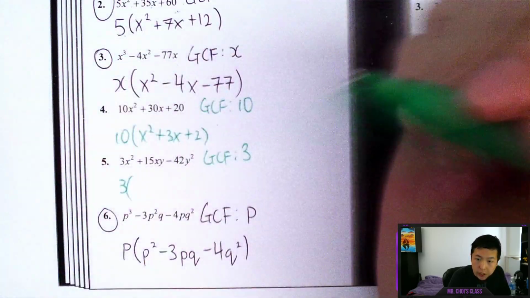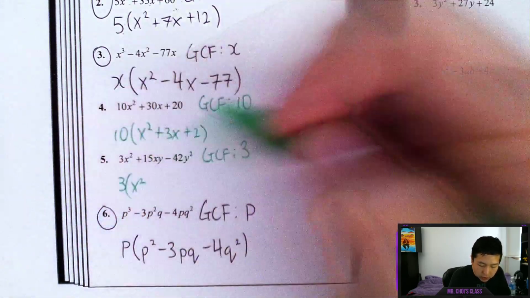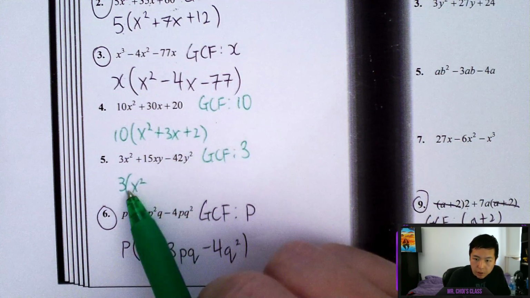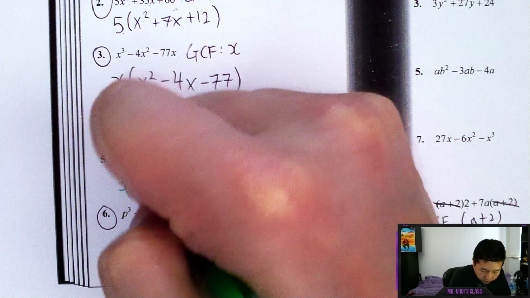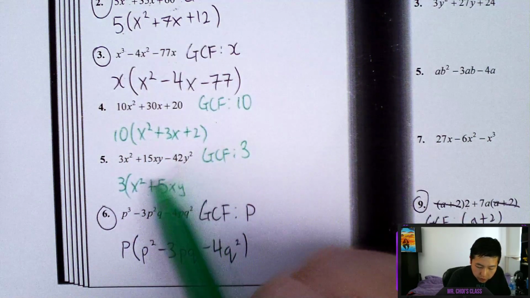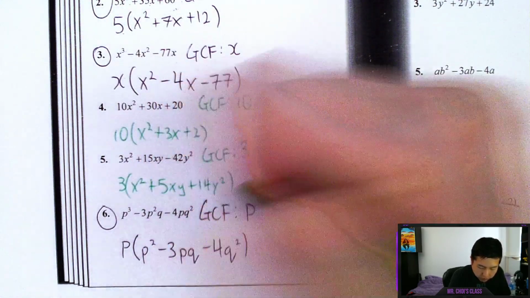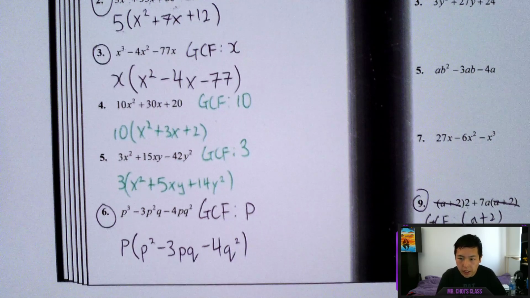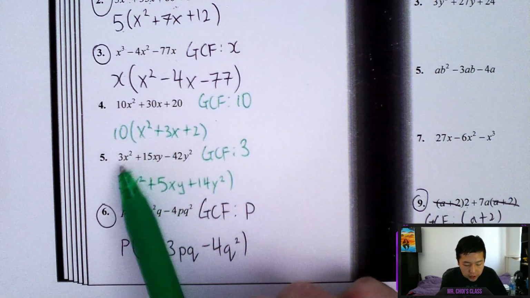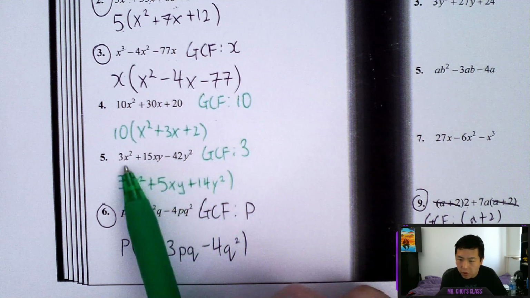We take out the 3, and then we divide each one. So 3 divided by 3 is 1, so we have our x squared. 15 divided by 3 is 5. And then 42 divided by 3 is 14. Now, notice how we didn't take an x or a y because, if we look at x, not all 3 of them have x, and not all 3 of them have y. So you do have to look at each one.